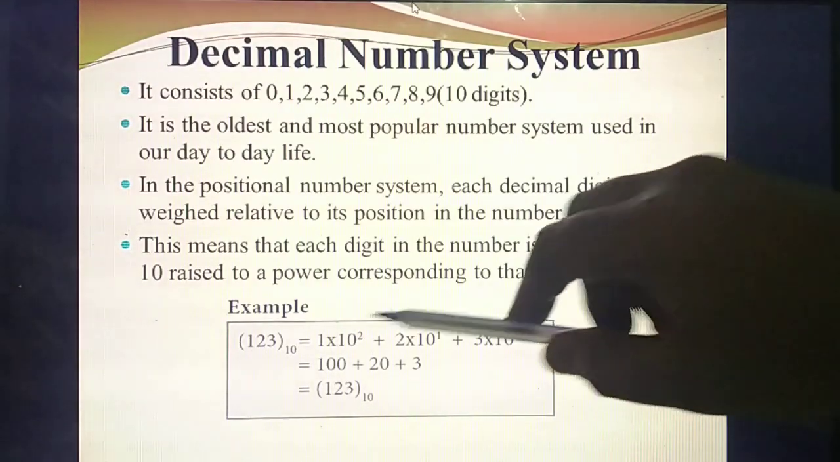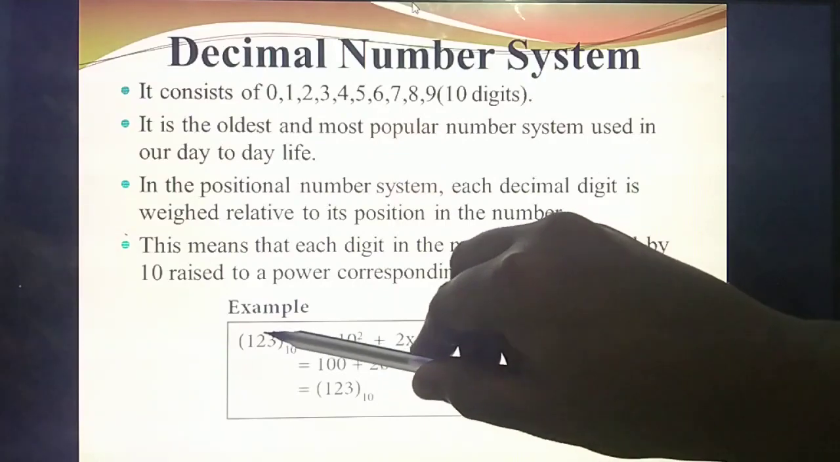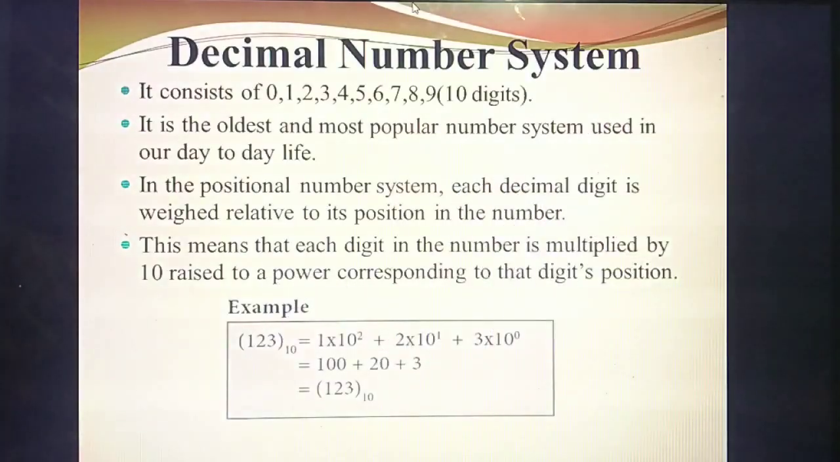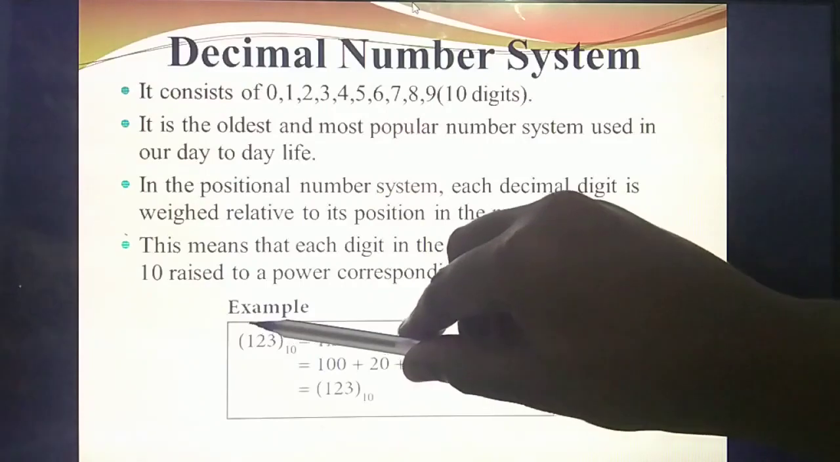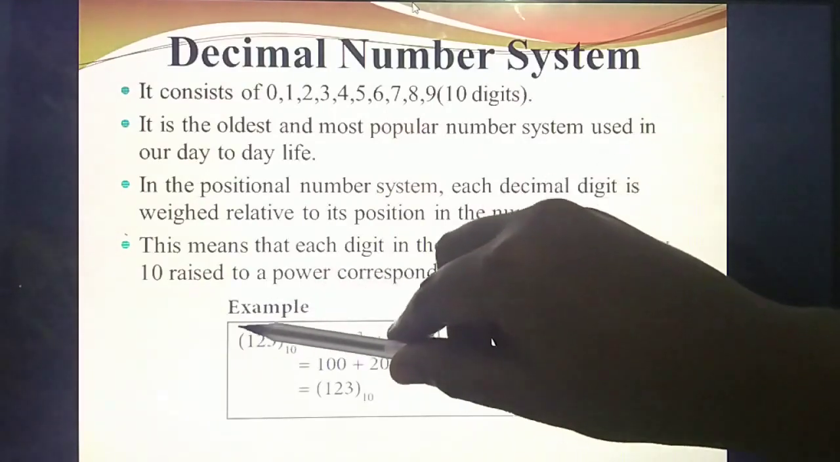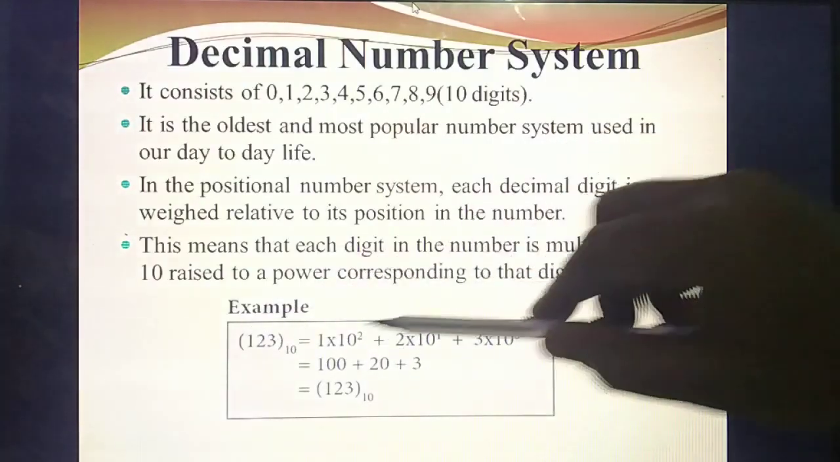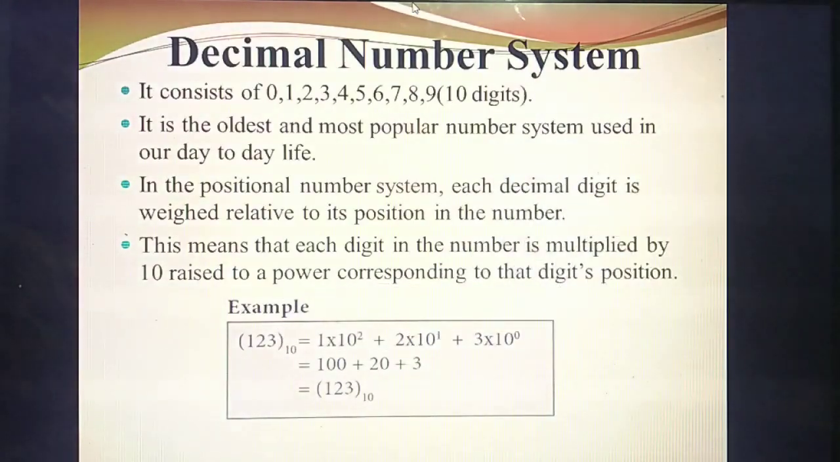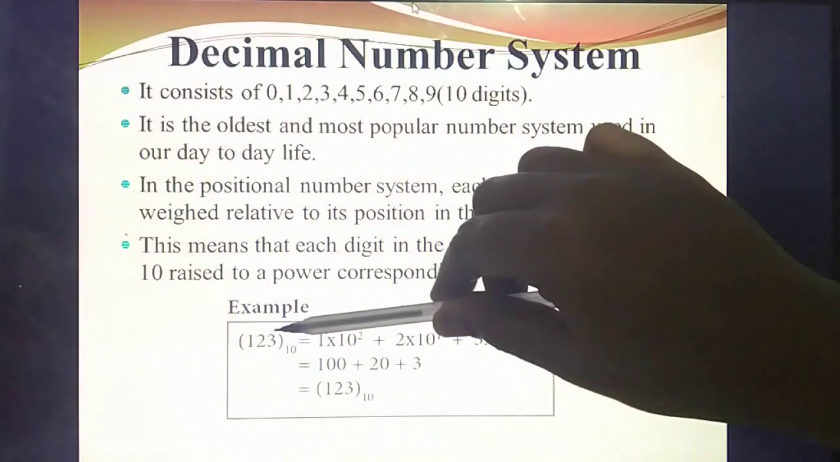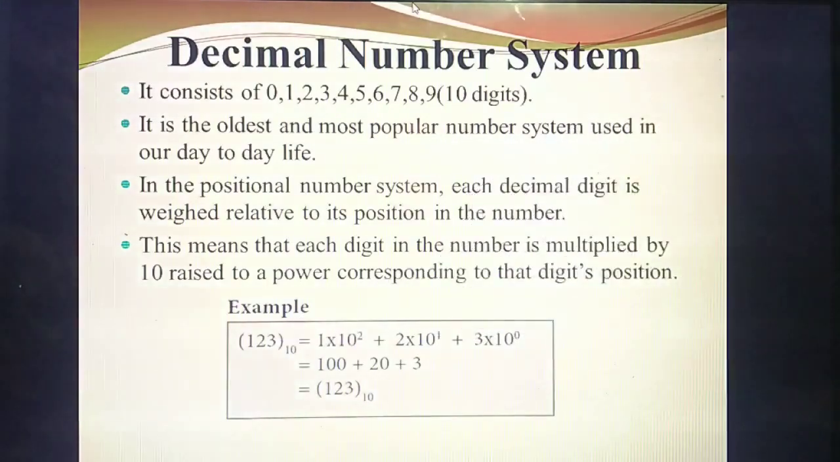Once more, the place values starting from here are 0, 1, 2. Decimal number system means you multiply each number with 10 to the power of its place value. First number 1, place value 2, so 1 into 10 to the power 2. Then plus 2, place value 1, so 2 into 10 to the power 1. Then plus 3, place value 0, so 3 into 10 to the power 0.